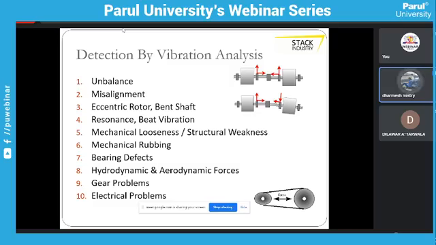So these are all the problems, like bearing defect. If there is any bearing defect, we can easily know by a vibration analysis that yes, there is some problem in this. If there is a gearbox, there may be some wear and tear of the gear, or some part of the gear may have broken after a long time.